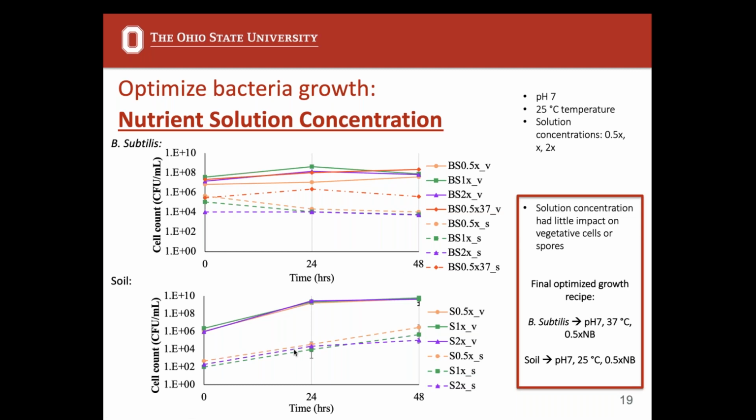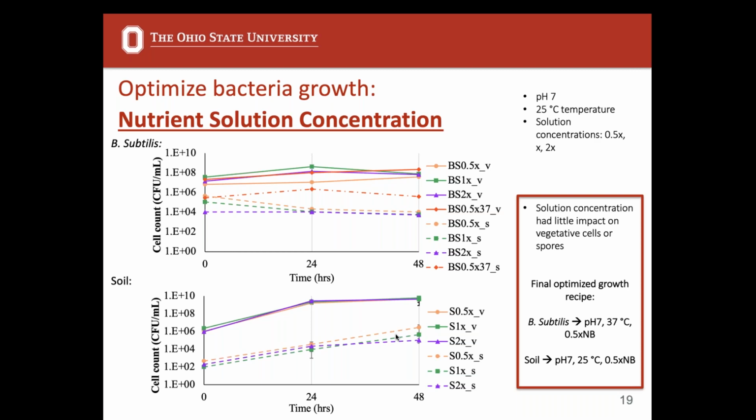And then similarly in the soil sample, we see pretty similar behavior across nutrient solution concentrations, a little bit higher spore count at the lower nutrient solution concentration. So this is good. We can actually generate more of the material we want with a lower cost solution.